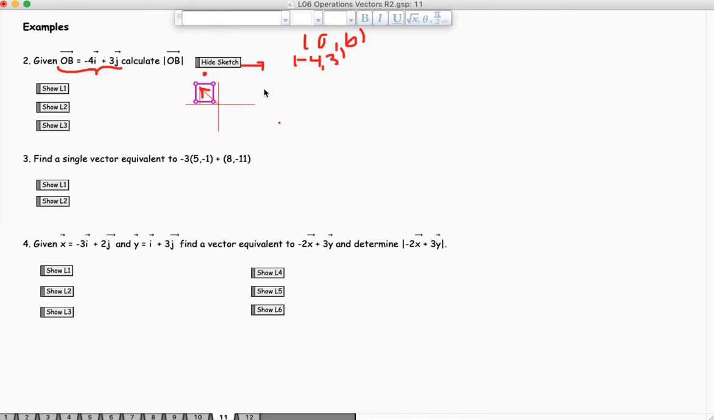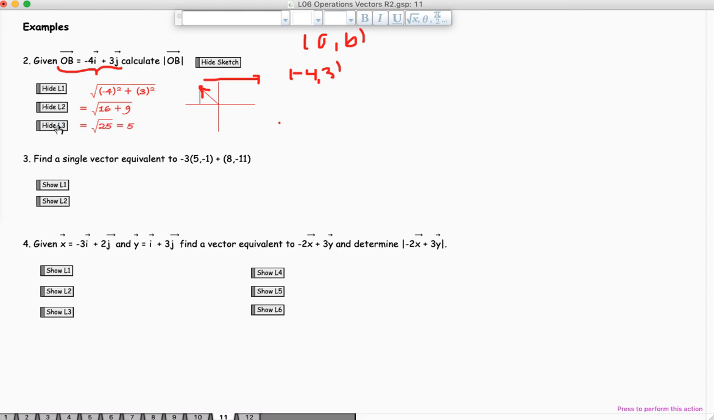All right, there's the vector there. Bring that back down. So to find its magnitude, we're going to say the magnitude of OB is the square root of negative 4 all squared plus 3 squared. That's the square root of 16 plus 9. That's the square root of 25, which of course is 5.